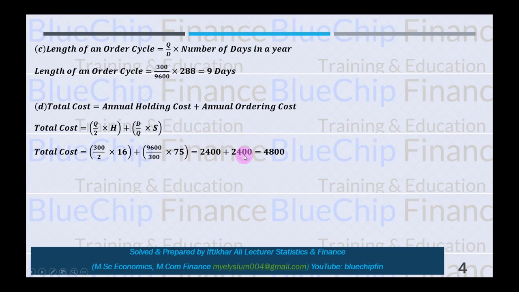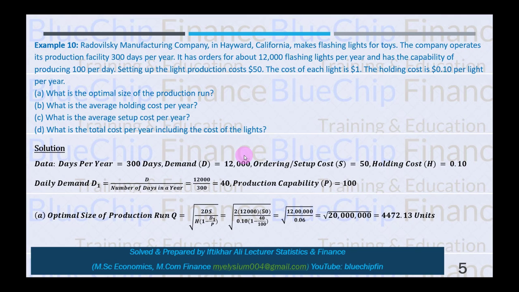2400 plus 2400 equals 4800. The next question, the topic is slightly changing: optimal size of production run. Here the question is that Radowilski Manufacturing Company in Hayward, California makes flashing lights for toys.